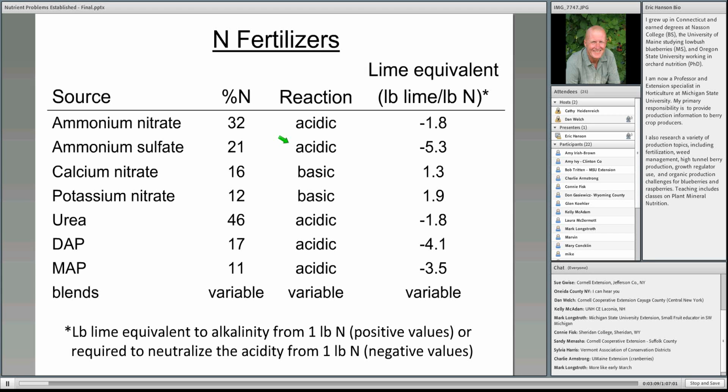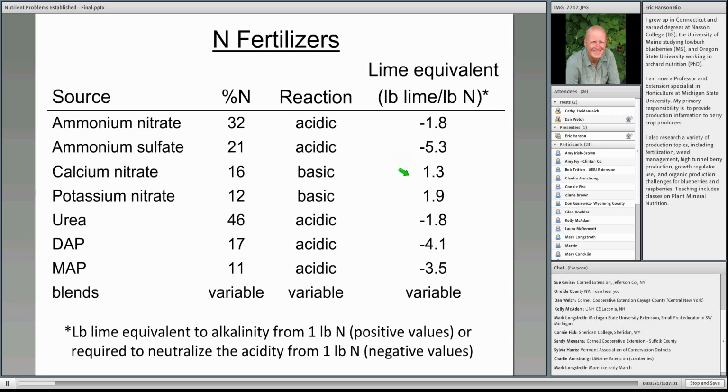So most of them, certainly all of them that supply nitrogen in the ammonium form or a combination of ammonium and nitrate, tend to have an acidifying reaction in the soil. And those that supply nitrogen only as nitrate have a basic reaction in the soil. And the measurement of that is called the lime equivalent. And that's on the far right here. And the lime equivalent is essentially the pounds of lime that would be equivalent in reaction to 1 pound of nitrogen supplied as a nitrogen fertilizer.